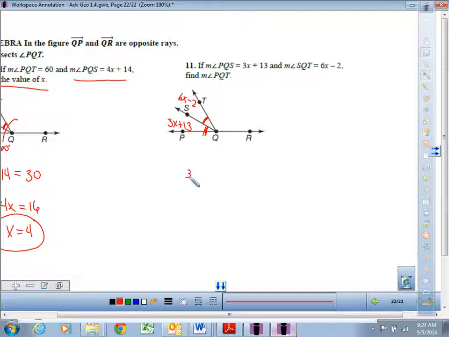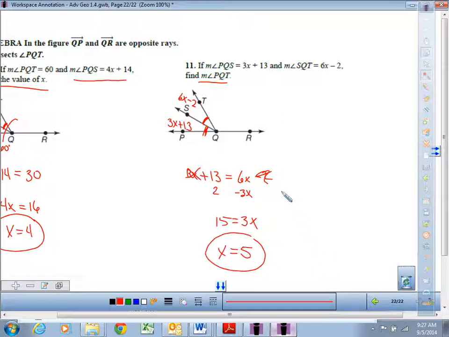So we say that 3x plus 13 equals 6x minus 2, and we can solve that to find x, but remember that our answer is not x, our answer is the measure of angle PQT. Solving: minus 3x, add 2, we get 15 equals 3x, x equals 5. So x equals 5 is our solution, but we don't want x. We need it, but that's not our answer. We want PQT, which again is the whole thing, so I'm going to find the parts.